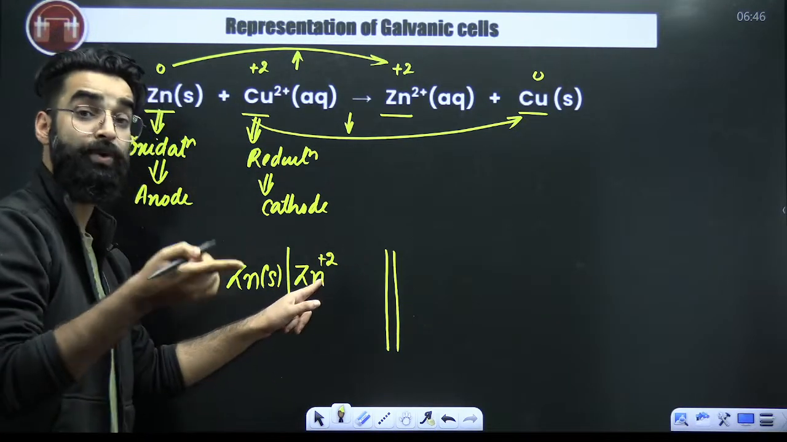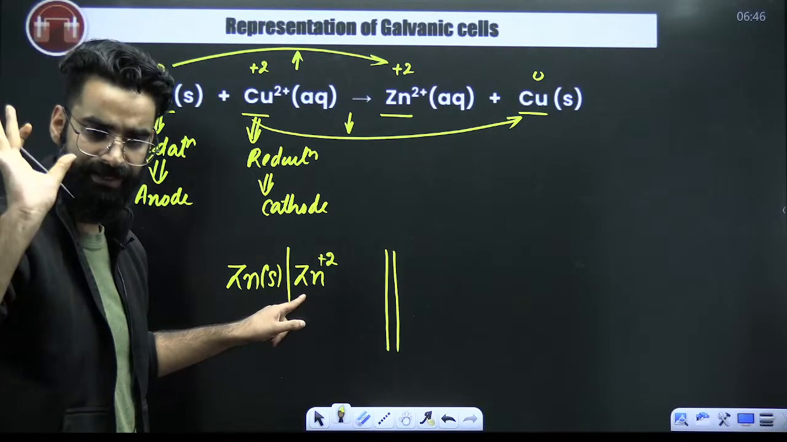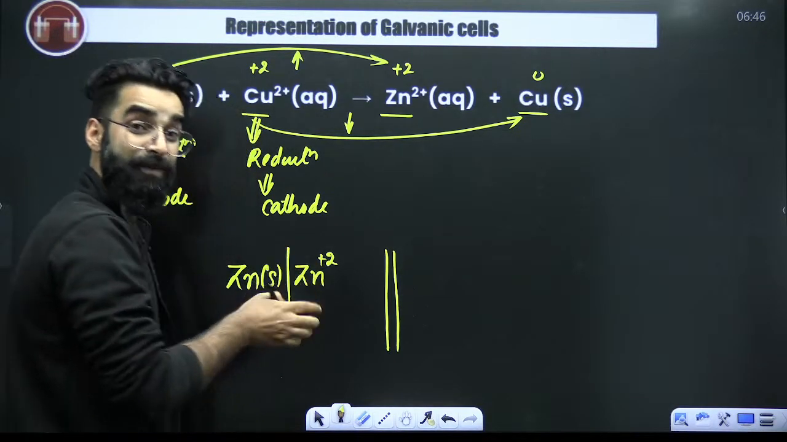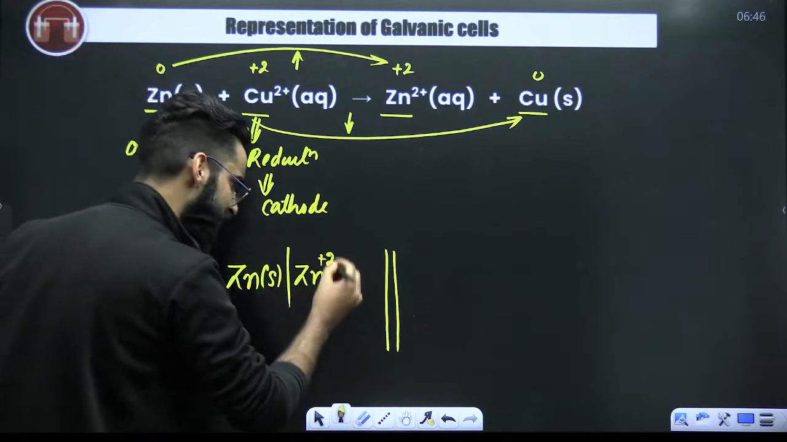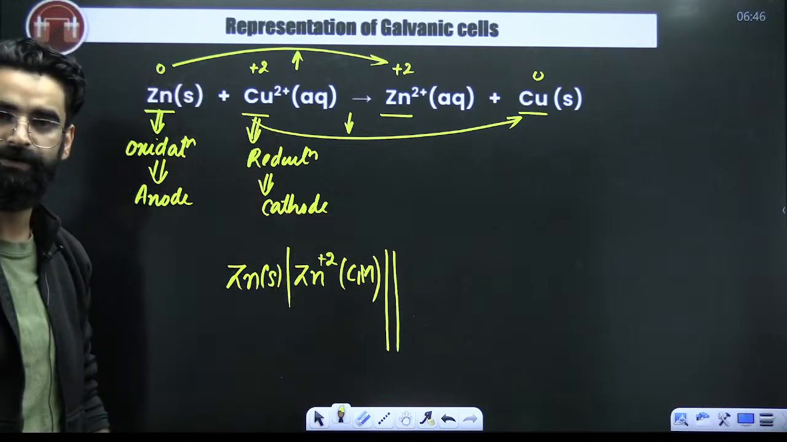And this zinc dipositive goes into the left container, left chamber, if you remember. Imagine the concentration of zinc dipositive in the left chamber, imagine that, is C1 molar.